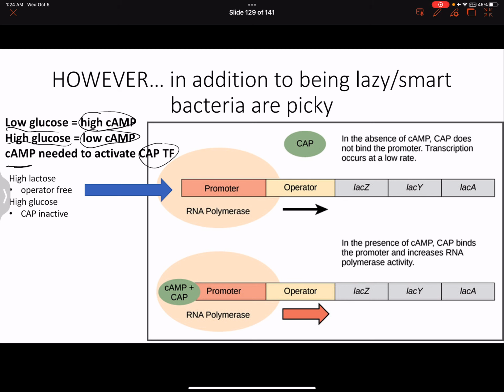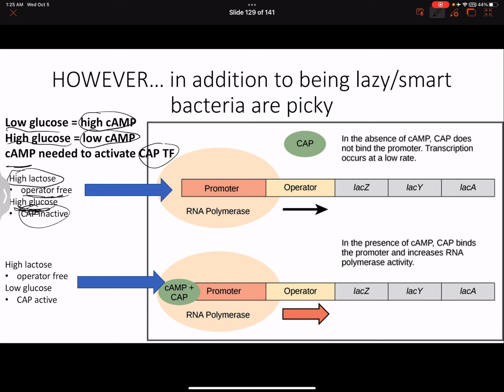So if we look at this, we have high lactose. High lactose simply means that the lactose bound to the repressor and inhibited it. It doesn't bind to the operator, so the operator is free. Transcription can theoretically occur. It doesn't mean it will occur at a high rate. High glucose is there too, though. Let's just think about the economics. Do we really even want to waste time making all of this stuff that digests lactose if there's glucose there? No. And the way that this physically works is that high glucose correlates with low cyclic AMP, which means the CAP will stay inactive. You do not have this transcription factor.